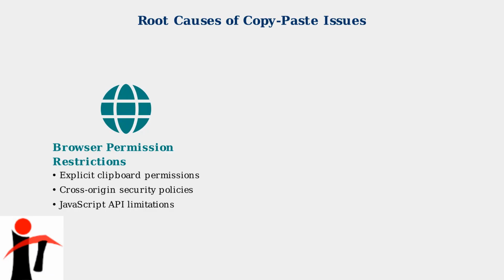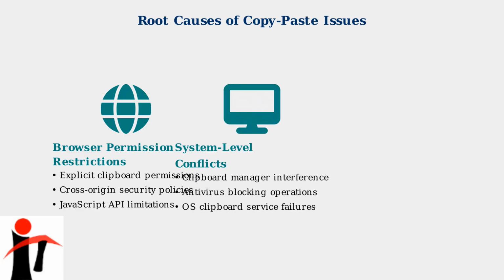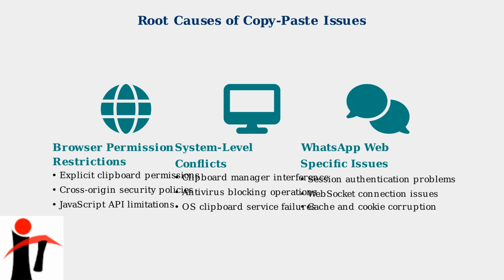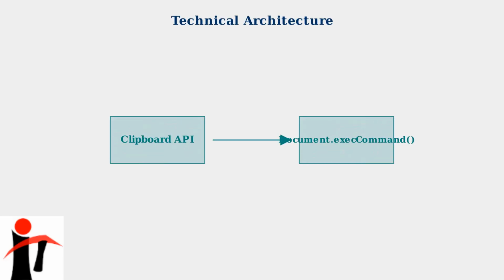First, browser permission restrictions, where modern browsers require explicit clipboard permissions and implement cross-origin security policies that can block clipboard access. Second, system-level conflicts occur when Clipboard Manager software interferes with normal operations, antivirus programs block clipboard functions, or the operating system's clipboard service fails to work properly. Third, WhatsApp web-specific issues include session authentication problems, unstable WebSocket connections, and corruption of cached data and cookies that can disrupt the clipboard functionality.